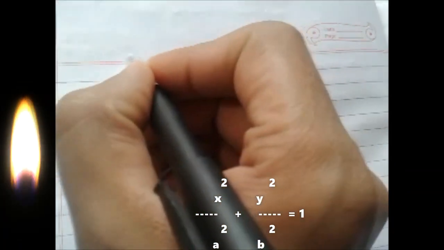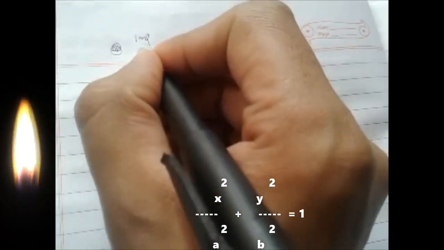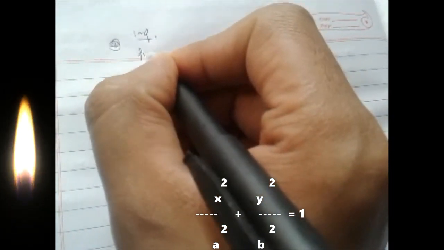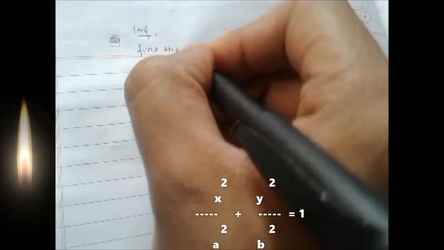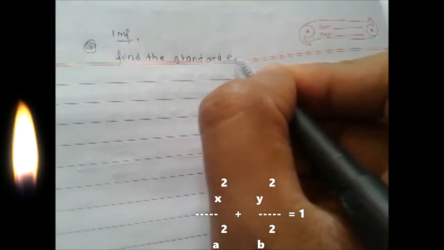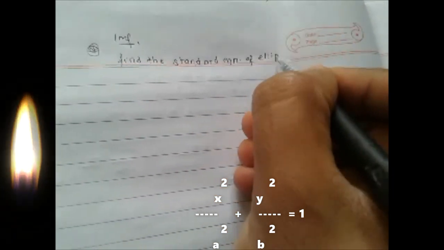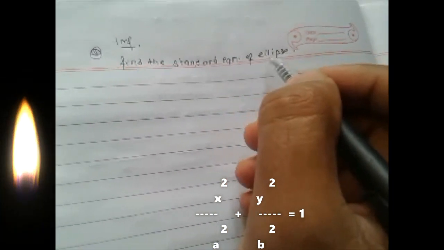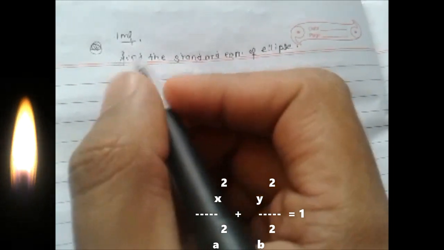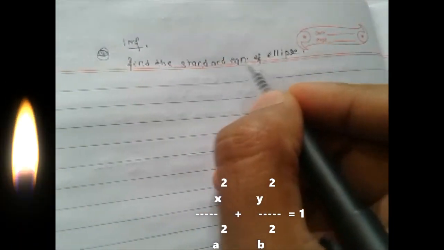Now let's start. Today we are going to do another important topic, finding the standard equation of ellipse. I have already discussed what an ellipse is, along with its description, in the previous tutorial. You can get help from there. And now we are going to find the standard equation of ellipse.